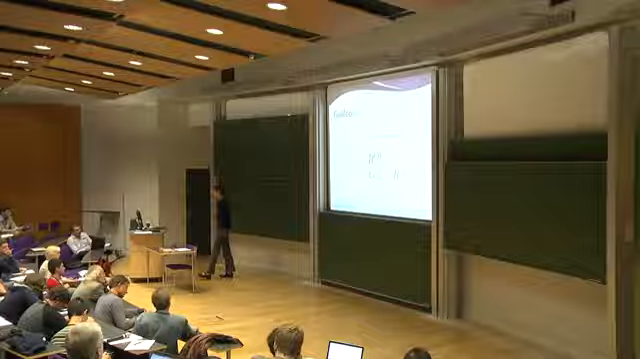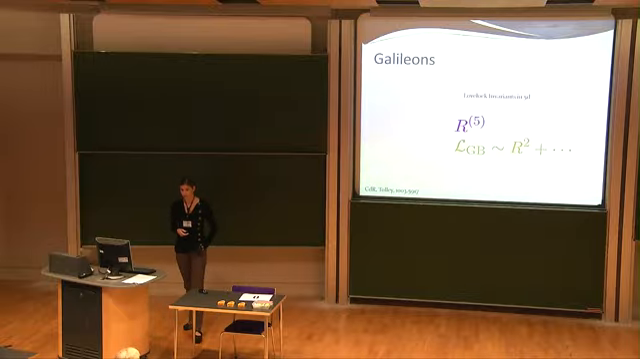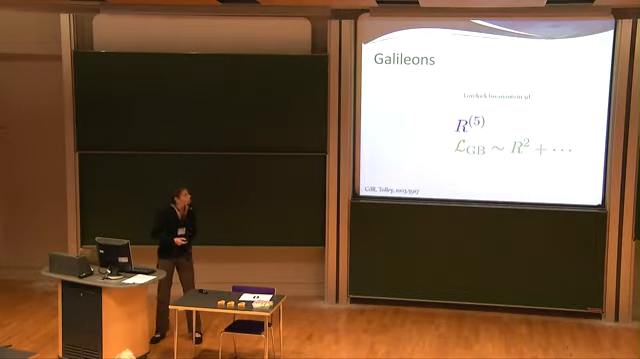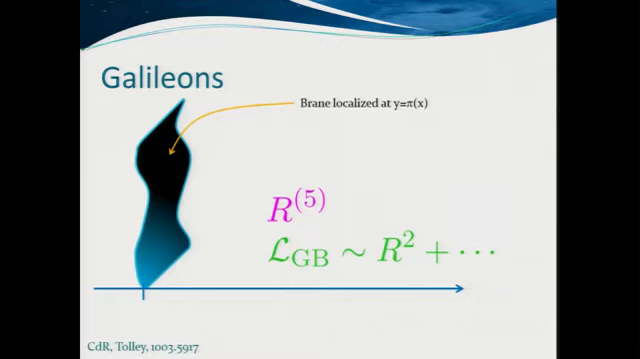So let me start with 5D gravity. And not only 5D gravity, but something else that I can add in 5D is some Lovelock invariance. In 5D, I also have a Gauss-Bonnet term, which is non-trivial. We know we're not living in 5D, so let me stick a brane within this 5D and say that we're going to be living on this brane. The brane is localized at some position pi of x. This is going to be the brane bending mode.